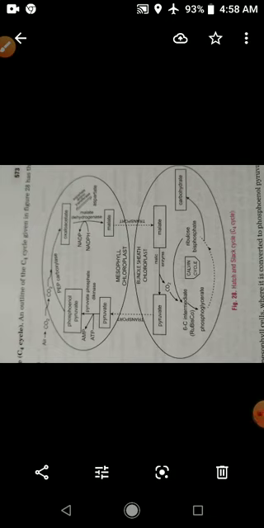Children, now I am going to teach you the C4 cycle. The C4 cycle is also called the Hatch and Slack cycle, or it is also known as the C4 pathway.